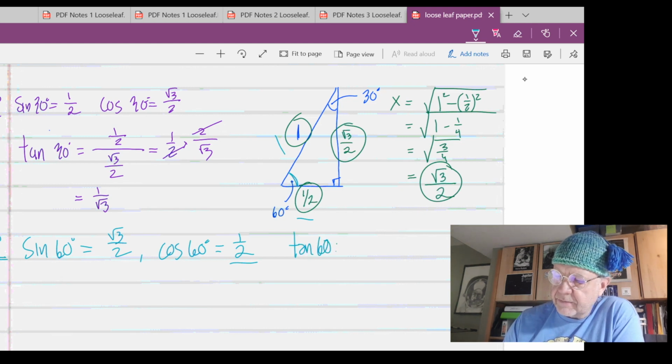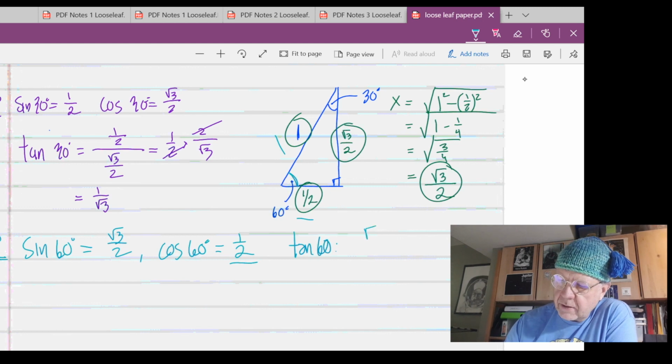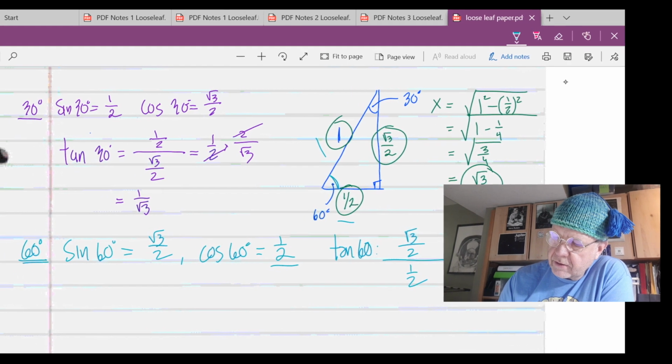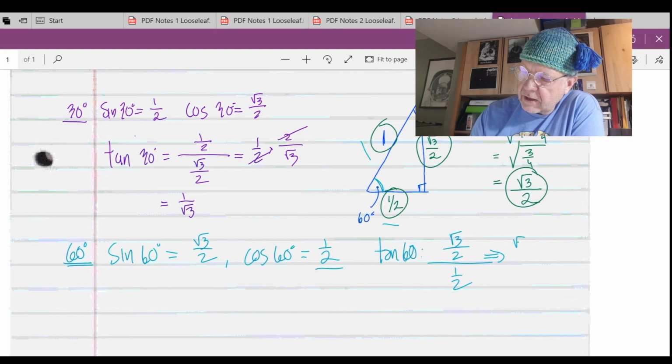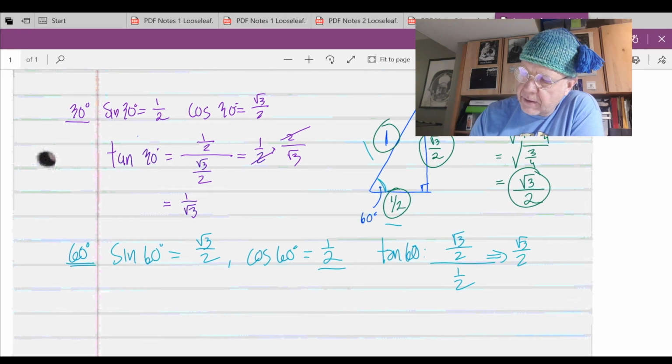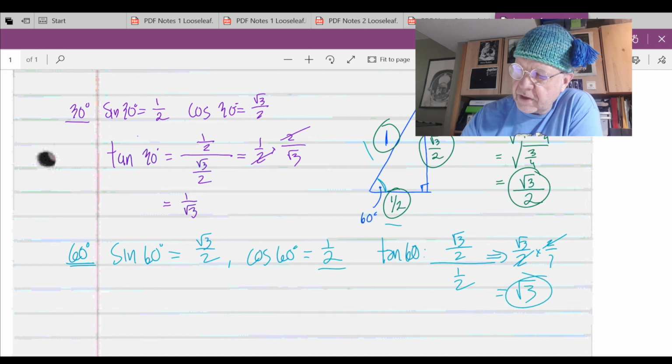Tangent of 60 is going to be opposite over adjacent. And what we do here is invert and multiply the denominator. So instead of divided by 1/2, it's times 2 over 1. Look at that. Simply root 3. Let's put that in.